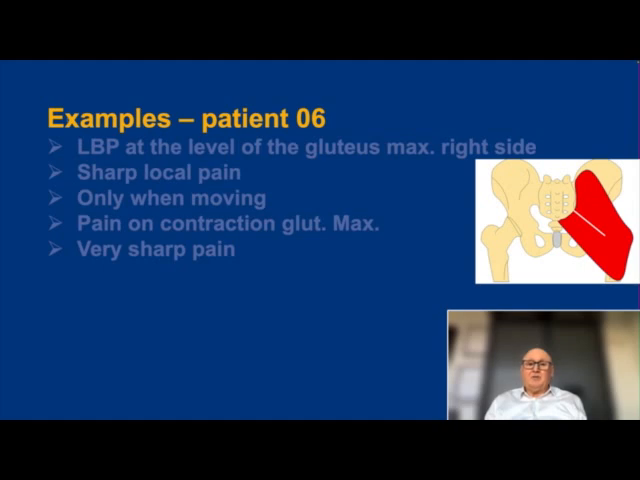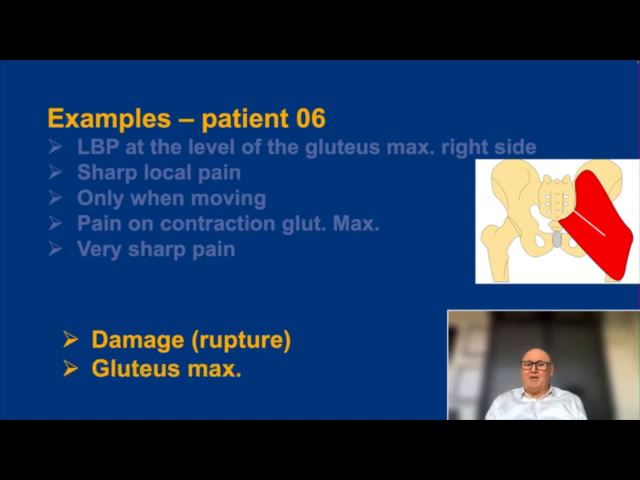The example of patient 6. This patient has low back pain at the level of the gluteus maximus on the right side. The pain is local and very sharp, but only when moving. So the pain is there on contraction of gluteus maximus, and the pain is then very, very sharp. So this is an indication that the problem comes, of course, from the gluteus maximus muscle, and that there is damage, probably rupture in that muscle.